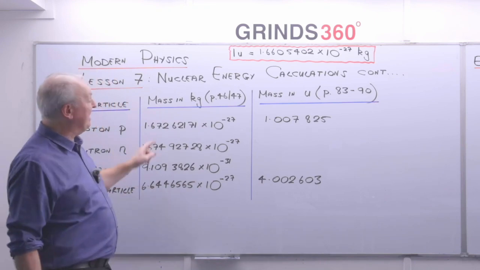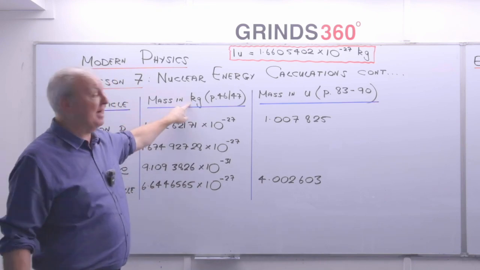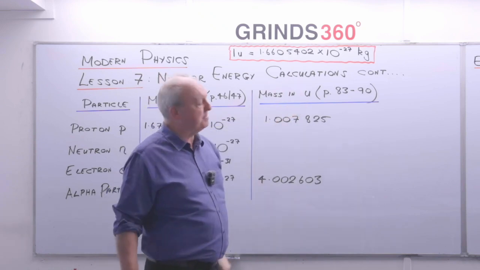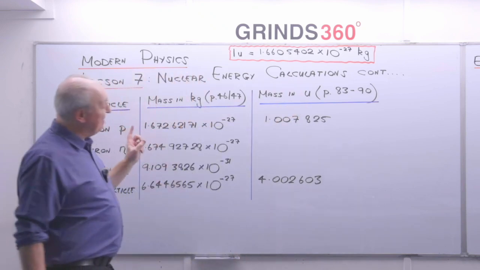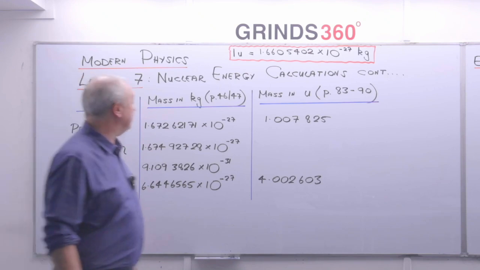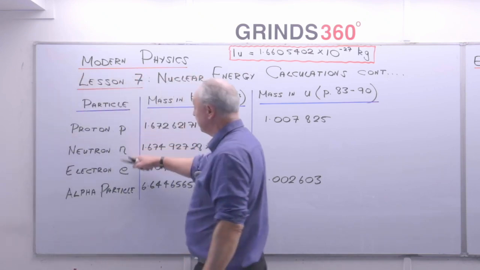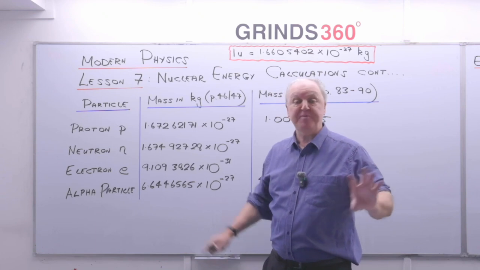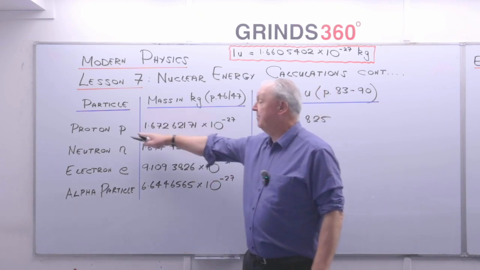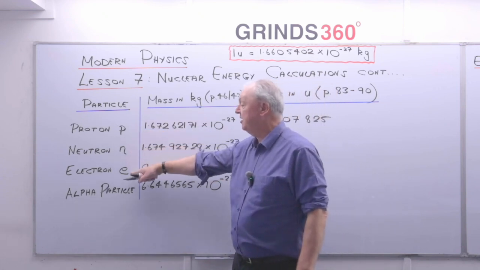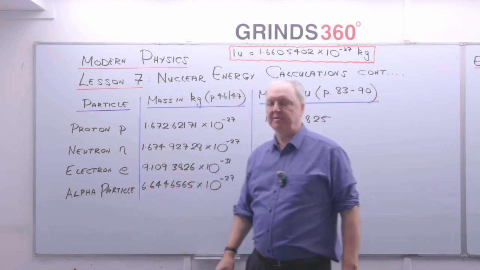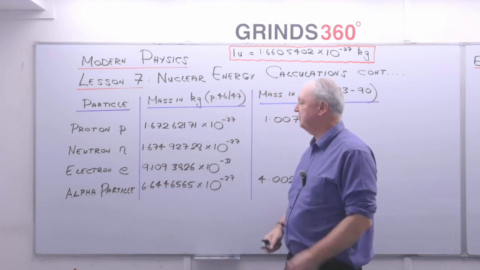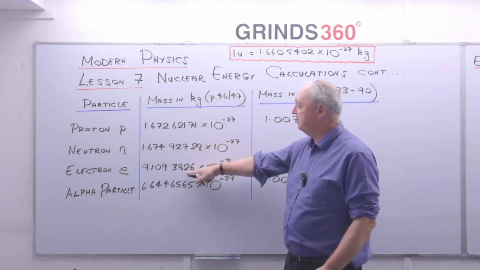Now, the masses can be given in the big units, which are kilograms, or the small units, which are atomic mass units. In your table book, they give you the masses of 4 particles in kilograms, just 4 particles, not the rest of them. They give me the proton, the neutron, the electron, and the alpha particle. You will find them on page 46 and 47. I've written them down there for you.